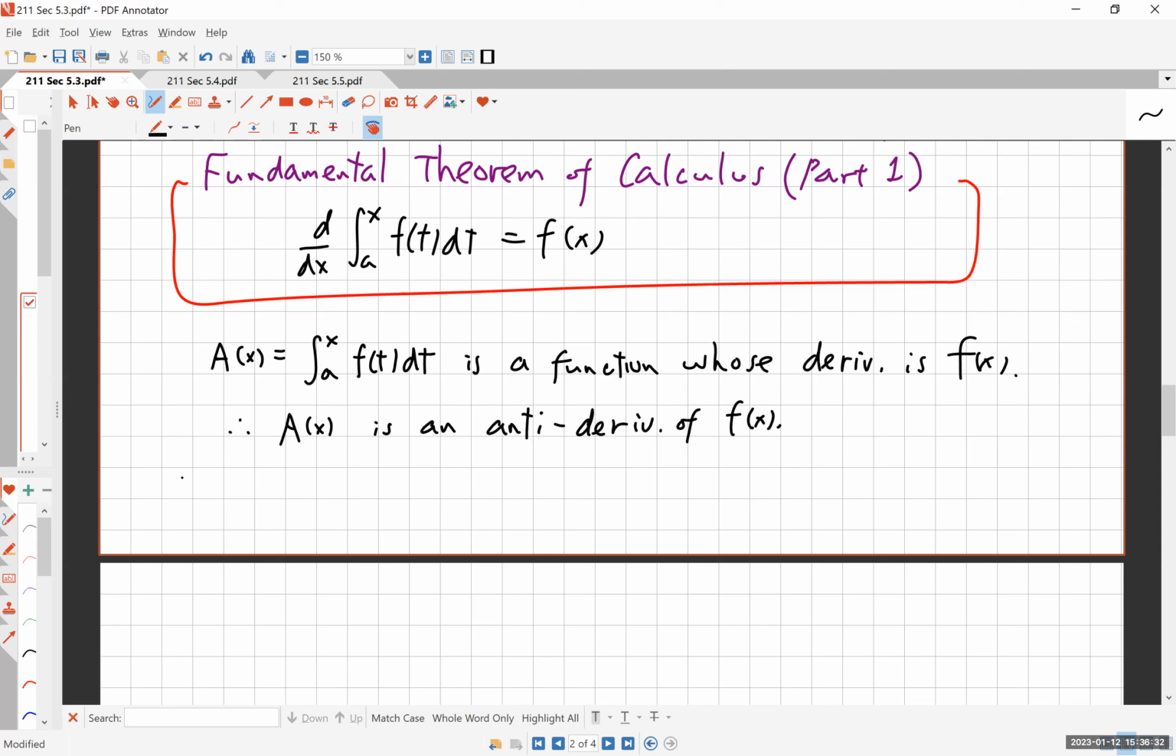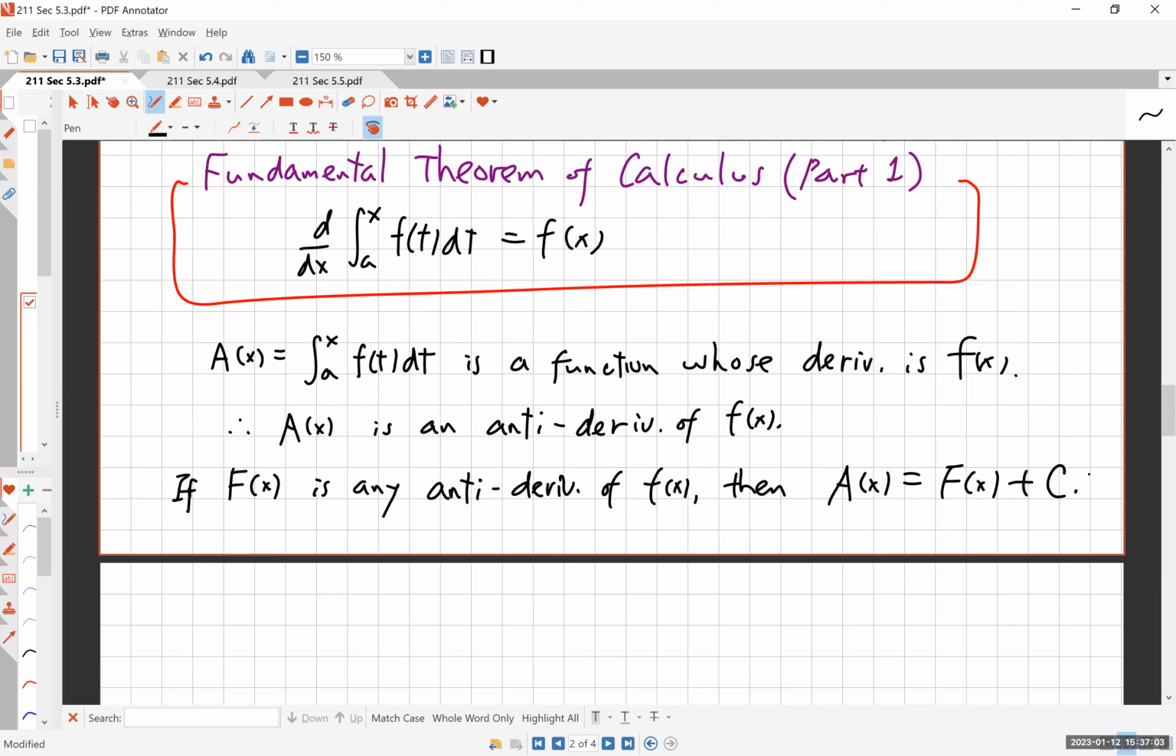Okay, now let's say capital F of x is any antiderivative. You remember how two antiderivatives of the same function differ by a constant, okay? If capital F is any antiderivative of f, then A of x is simply that antiderivative plus some constant, for any function.